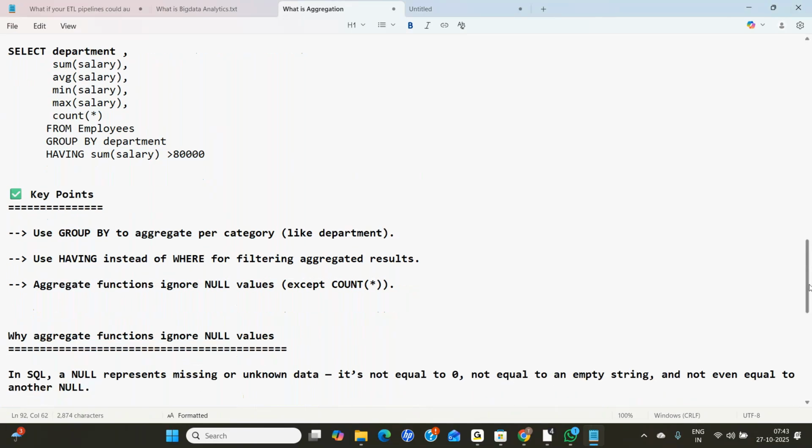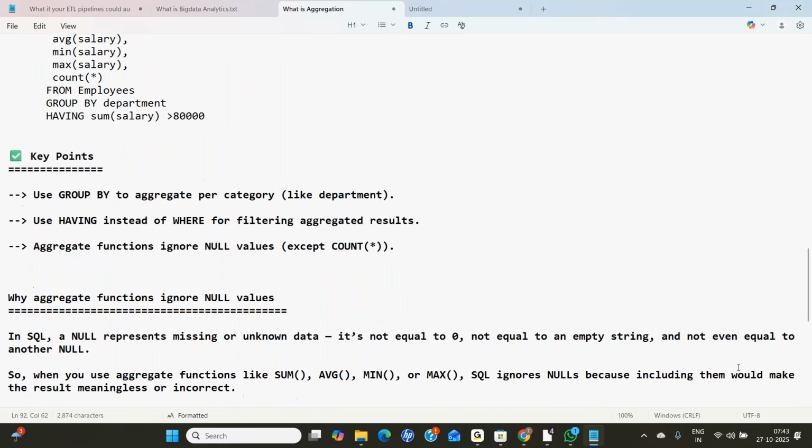Are you sure, sir? Yes, null is even not equal to null also. That's the reason the point is written in SQL: a null represents missing or unknown data. It's not equal to zero, not equal to an empty string, and not even equal to another null value. So here the points are written.